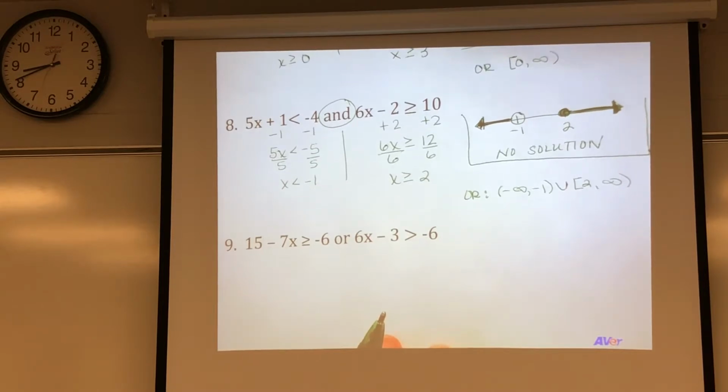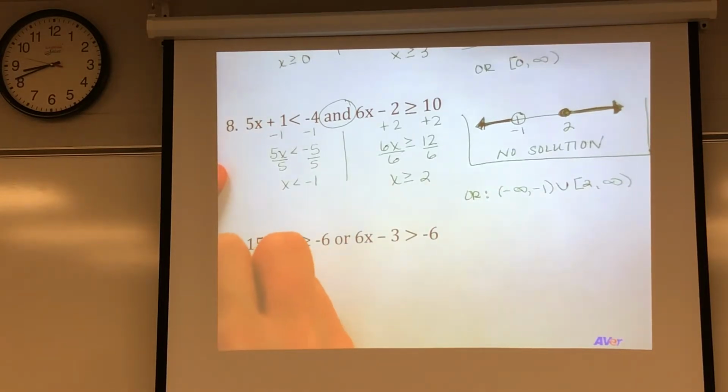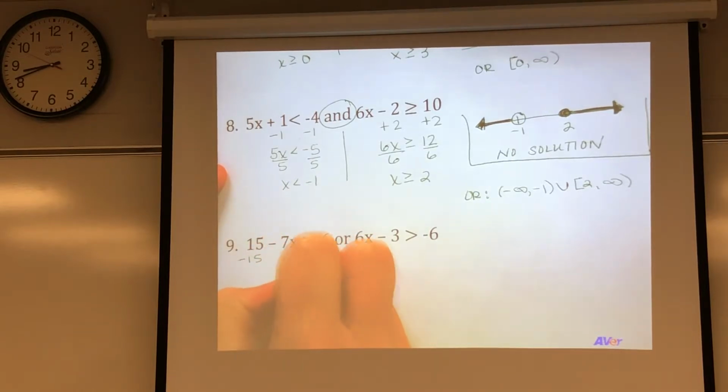All right, last one of these before we move on to talk about domain. Please try number 9. Solve it out. See if you can graph it and find the interval notation, and then come back and check your answer. All right, let's see. We have subtract negative 15 on both sides. So negative 7x is less than or equal to negative 21. Divide both sides by negative 7.